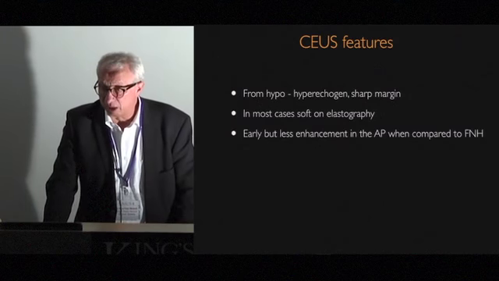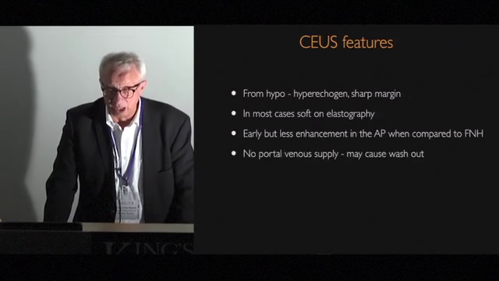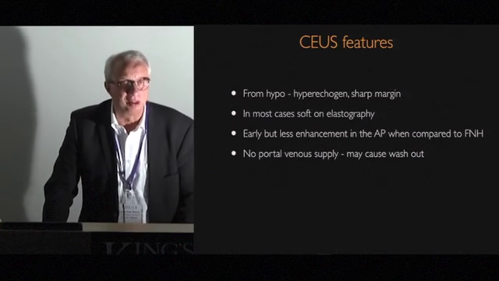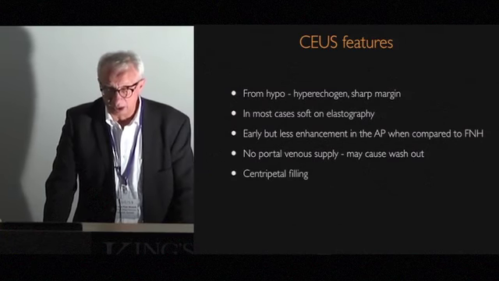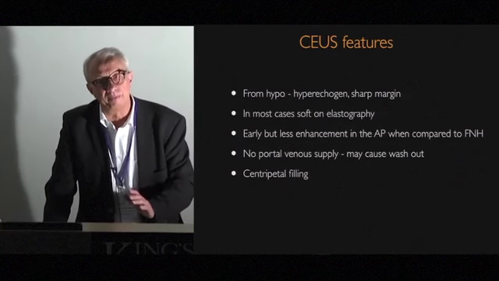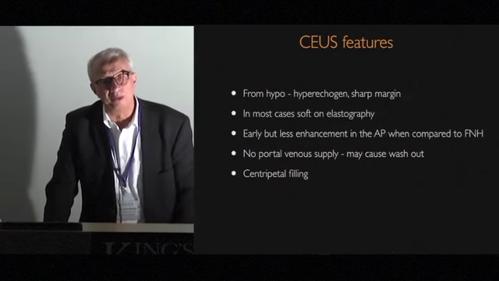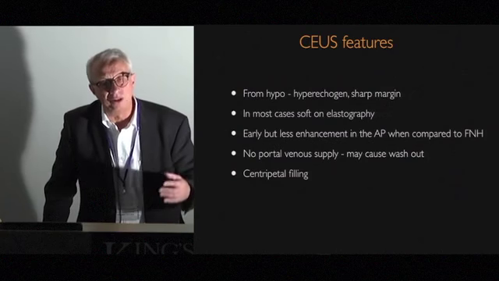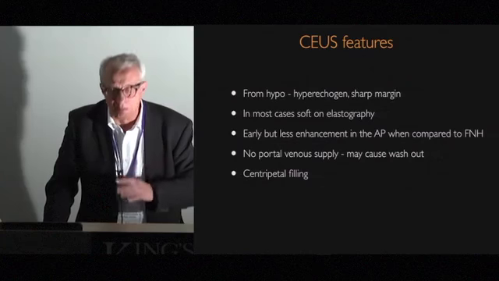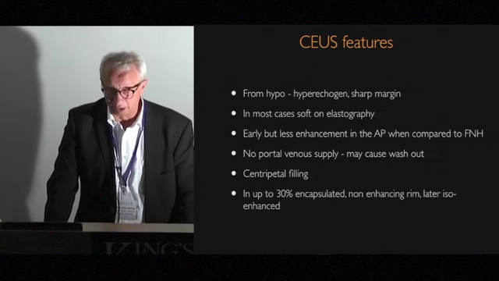Early but less enhancement in the arterial phase when compared to the FNH, no portal venous supply. That may be one of the reasons for a washout. Centripetal filling, so there's an important, maybe a different, important difference to the FNH, although FNHs that are supplied by arteries that arise from the periphery may also mimic a centripetal filling.